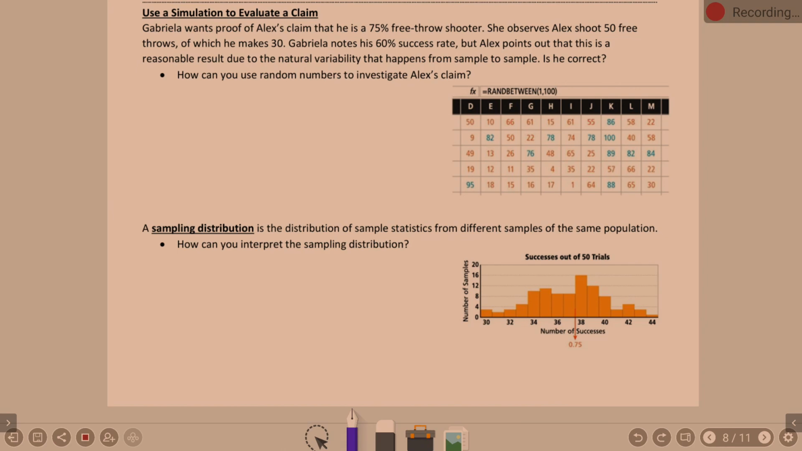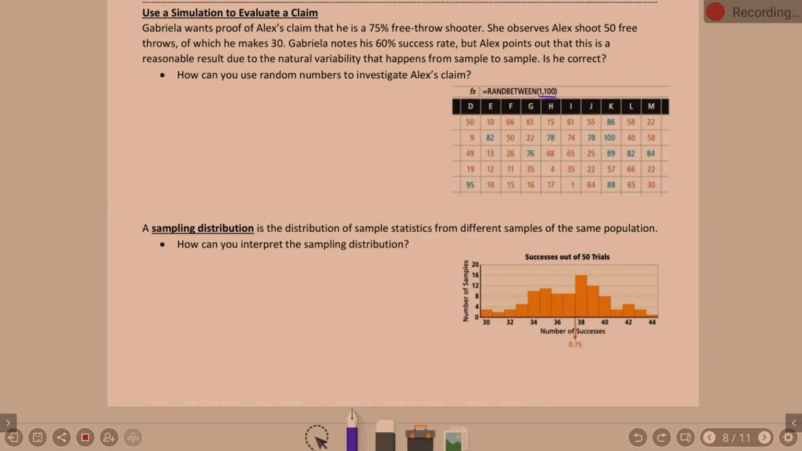Now, in this situation, this is the idea of using a random number generator to investigate this a little bit more, to decide is Alex's claim legit, or does Gabby say, hey, that was only 60%, you're full of baloney. So, right here, let's look at what's on this chart. First of all, notice it says rand between 1 and 100. What that's saying is that the random number generator produced random numbers between 1 and 100.